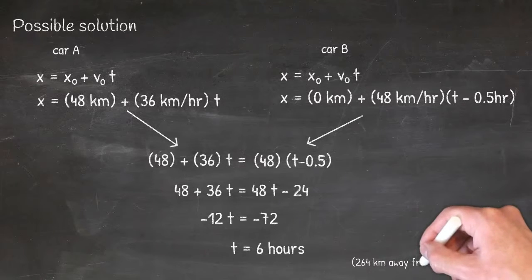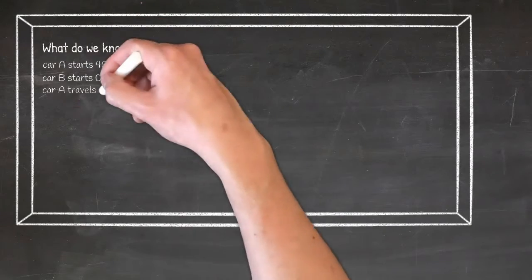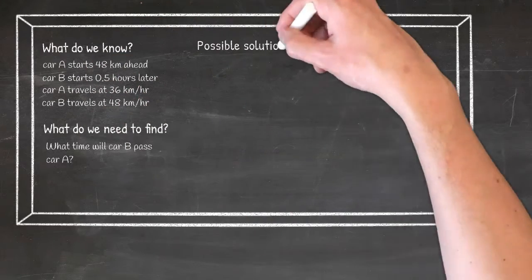It turns out that that's 264 kilometers away if you wanted to know. It didn't ask us for that, but, you know, just in case you want to know. So it takes 6 hours. 6 hours of driving to catch up and pass the other car. And that is all there is to this particular problem.